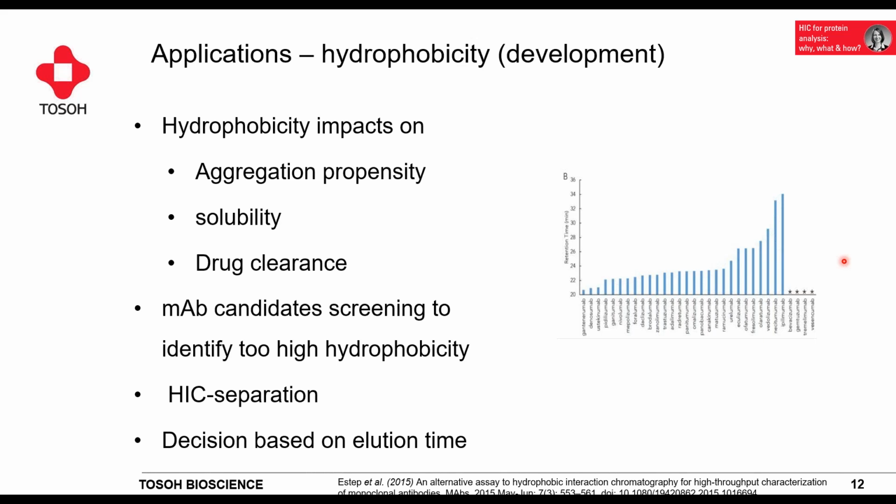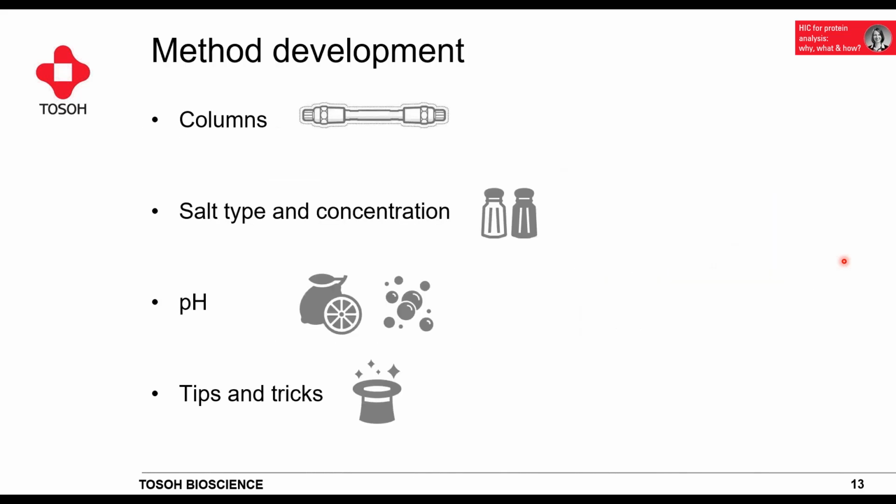Now that you know what you can do with hydrophobic interaction chromatography, I hope that at least one of the applications is relevant to you as well. I would like to go into how we can actually do that and look into how to develop a method. So first of all, we need to decide on a column that we use. How do we do that?